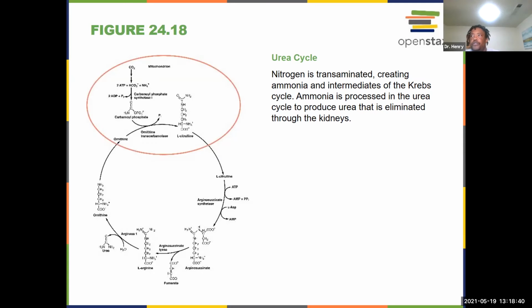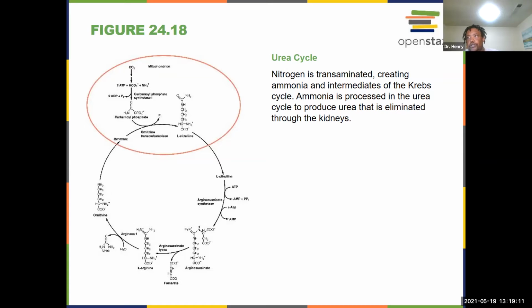Okay, so this is the urea cycle. Here, nitrogen is going to be transaminated to create ammonia and intermediates of the Krebs cycle. A lot of the nitrogens that we're going to be getting are going to be coming from amino acids, and then also from the breakdown of nucleic acids.